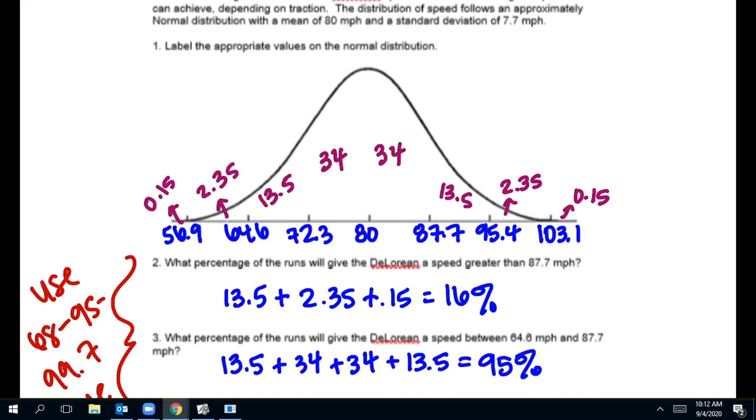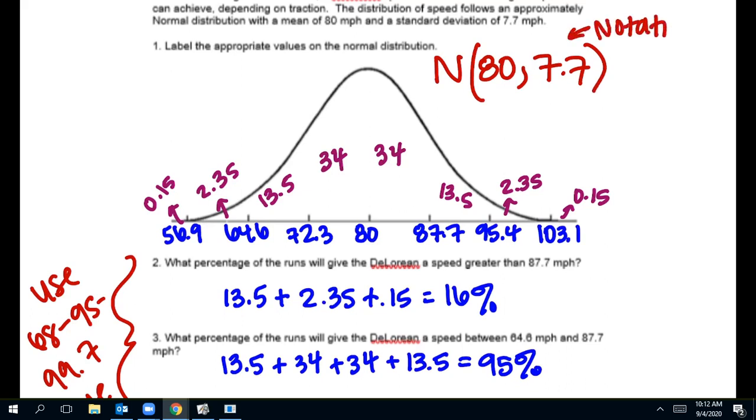We want to use this notation, capital N for normal, and then we have 80 for our mean and 7.7 for our standard deviation. And this notation is something that I want you to use from now on whenever you draw a normal curve. I want you to label the x-axis and use the notation to kind of explain everything. N stands for normal. Then we have our mean, mu, and our standard deviation, sigma. And it always goes in that order. So that is what we label at the top.